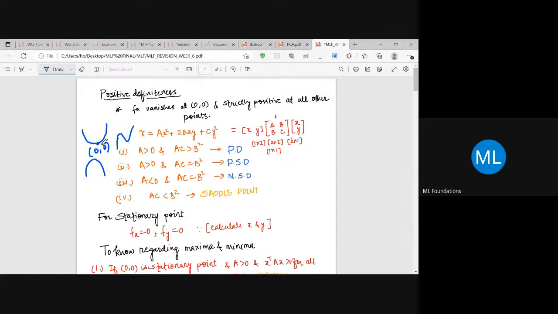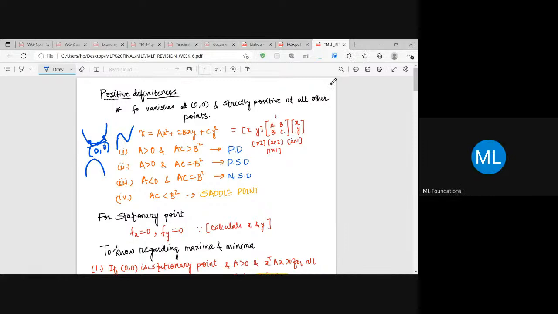So for all the values, if this function vanishes at 0 comma 0, then whatever value you take in the surrounding of 0 comma 0, you'll get a positive value every time, right? Imagine this curve in a 3D plot as a bowl, with the lowest part at 0 0. If you move to 1 comma 0, or 0 comma 1, anywhere, you'll get a positive value, right? Yes, sir. So this is what I was telling.